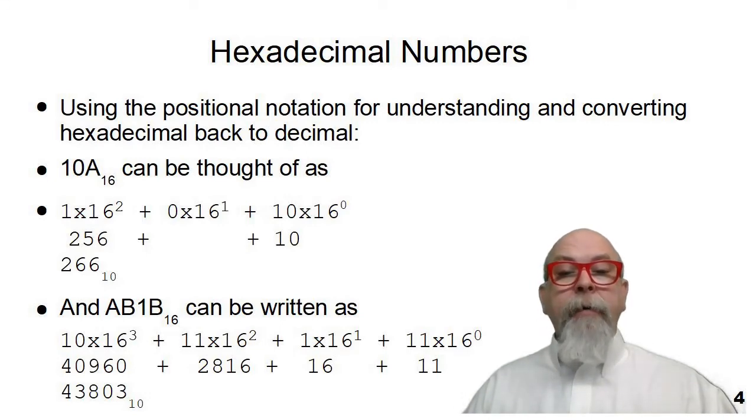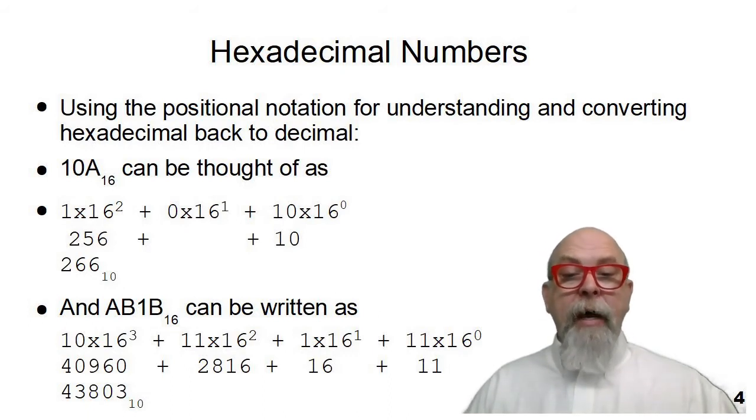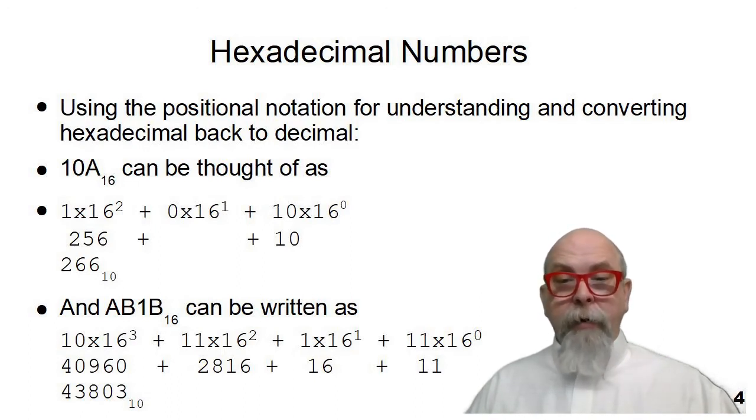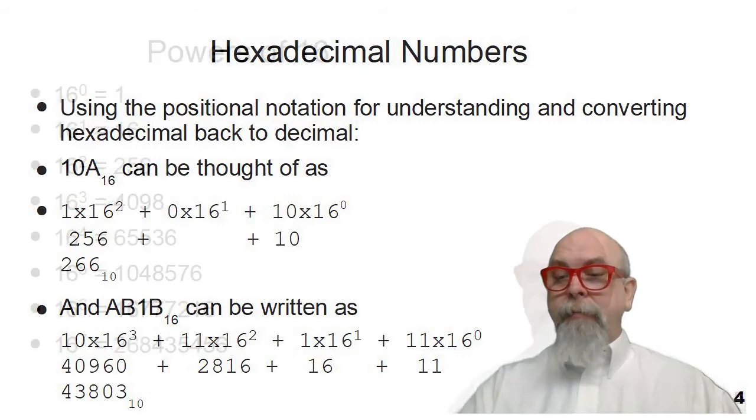The hexadecimal number AB1B could be written as A, which is 10 times 16 to the third, plus 11, because B is 11, times 16 squared, plus 1 times 16 to the first, plus 11, because B is 11, times 16 to the zeroth power. So that would be, if you add them all together, 43,803. So that's a really big decimal number written only as four digits in hexadecimal.